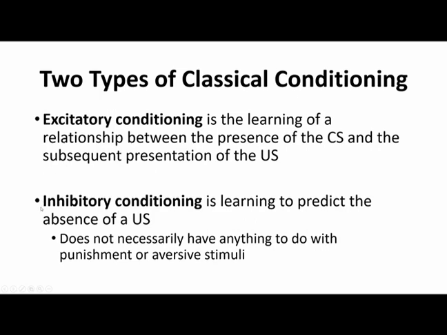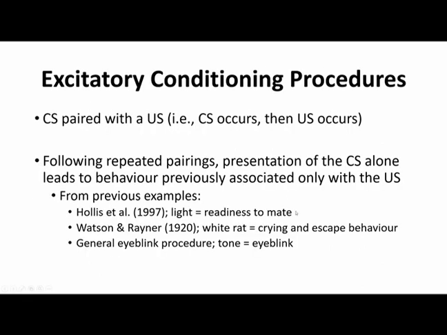We will be talking shortly about inhibitory conditioning, and this is where you learn to predict the absence of an unconditioned stimulus. Basically, where our conditioned stimulus tells us when the unconditioned stimulus will not be happening. But this doesn't necessarily have to do with punishment or aversive stimuli, though it does tend to co-occur quite a bit. But we'll come back to inhibitory conditioning a little bit later, because it needs its own conversation. But let's talk more in depth about excitatory conditioning procedures first. And this should be quite a bit of review, stuff you would have covered in previous classes, so we won't spend too much time here.